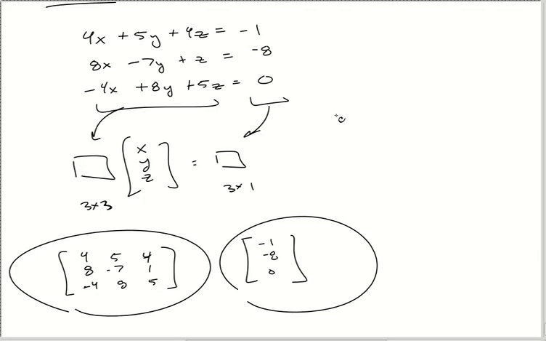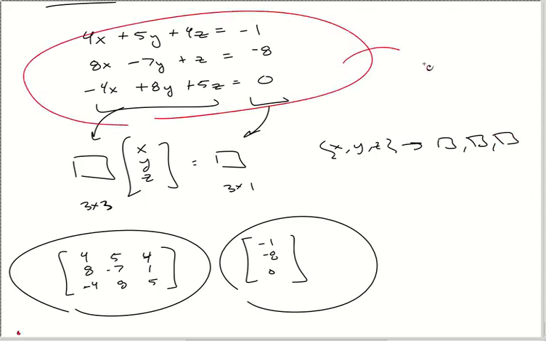If they ask for results, like, hey, find X, Y, and Z, and they give you the 3 boxes, what are you going to do? You're going to look at this guy right here, and you're going to RREF it.